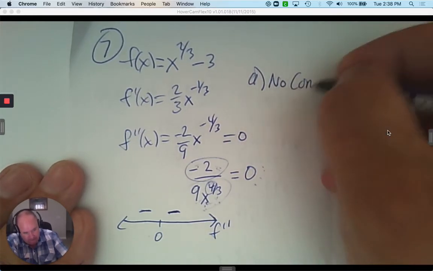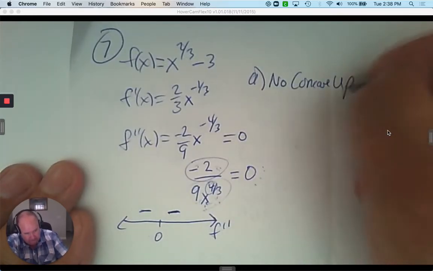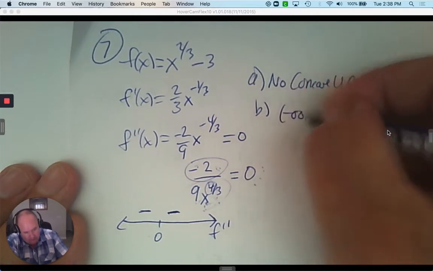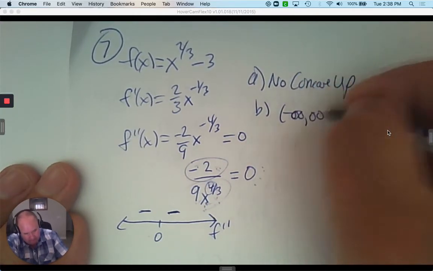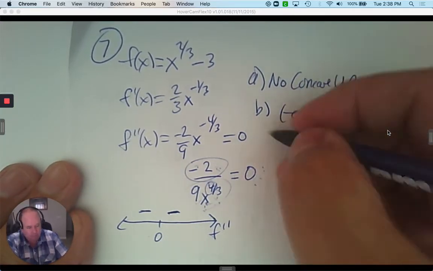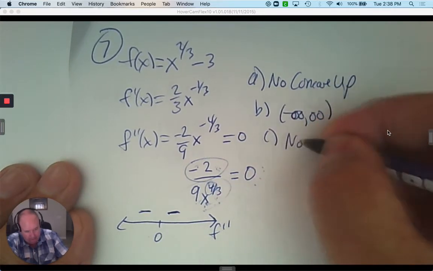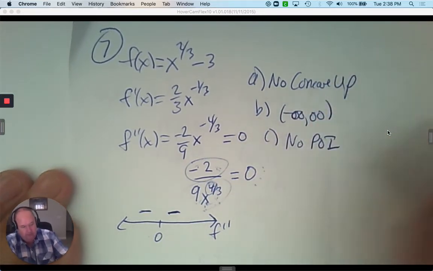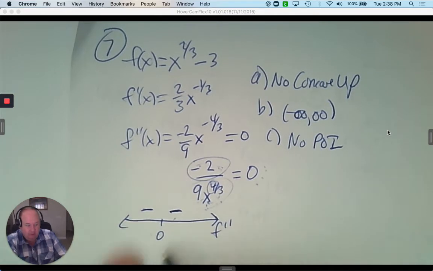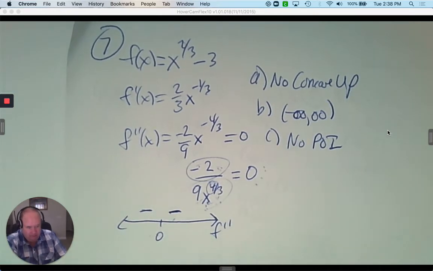there's nothing that's concave up. It's all concave down. And there's no point of inflection. So there's no concavity change, let alone in terms of a point there.